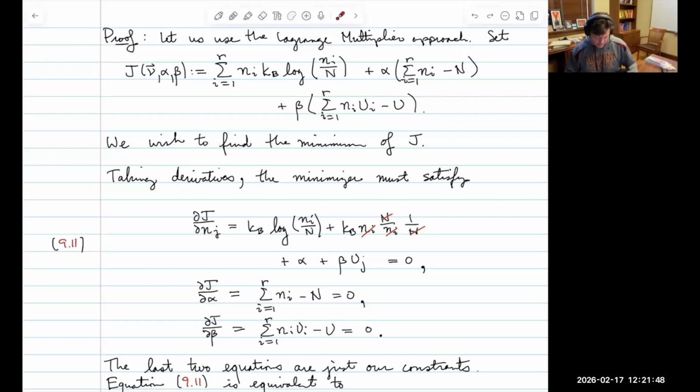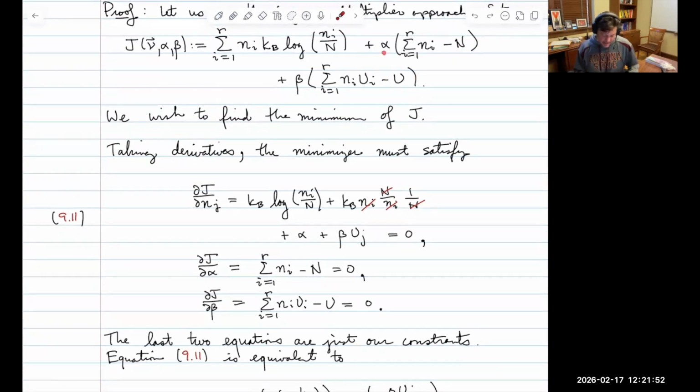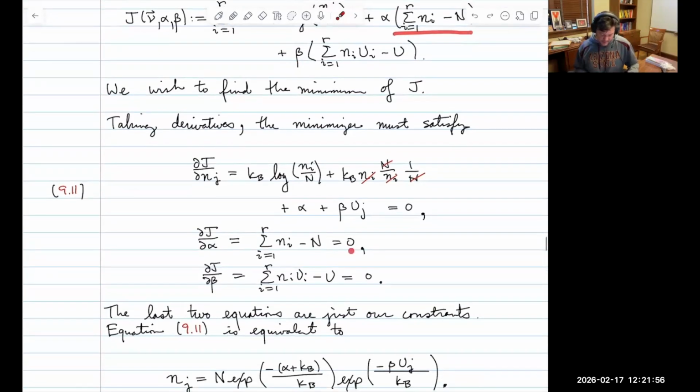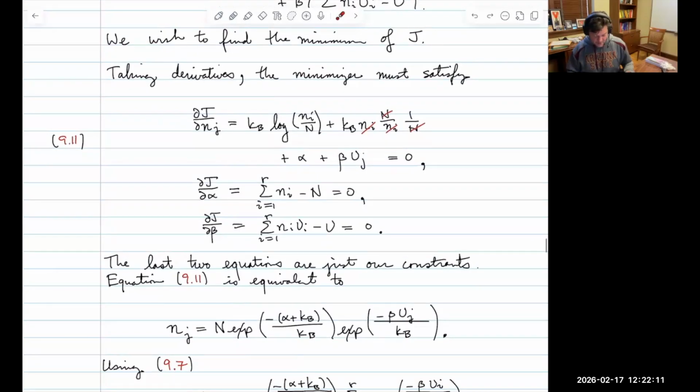Okay, let's see. Now I'm going to take the derivatives with respect to alpha and beta. What happens in that case? Well, I'm just left with this term, sum equal to zero. So that's just the mass constraint. And the derivative with respect to beta set equal to zero just gives me the energy constraint. So those are just built into the system. The two constraints are the last two equations that I solve when I do my minimizer.